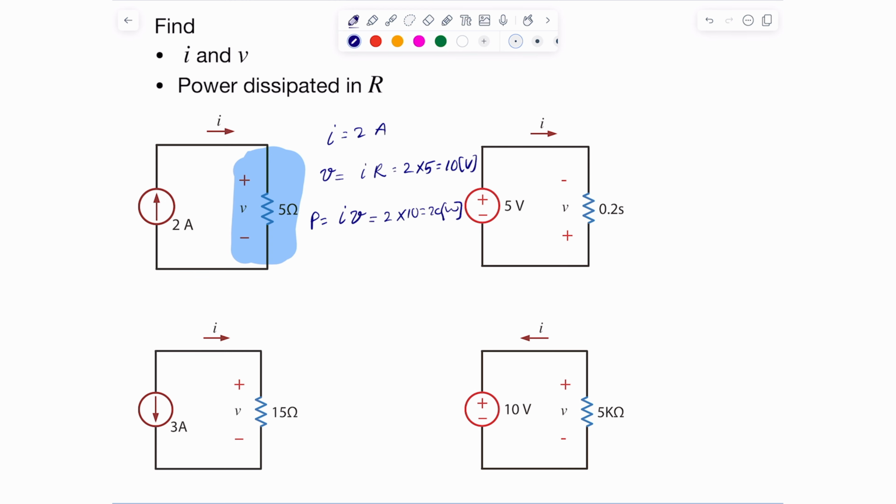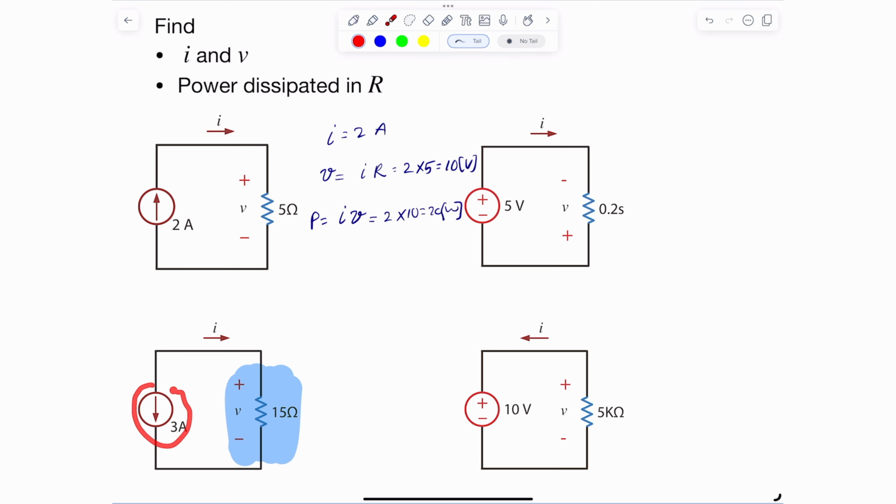All right, moving on to the next one in here. So we move on to this particular circuit. So again, I will focus just on the resistor in this particular case. So I'll highlight it in here. And again, we're asked to compute the power, the I and the V. In this particular case, I have a current source and a resistor, and the current source is generating current that is going this particular way, and its value is 3 amps.